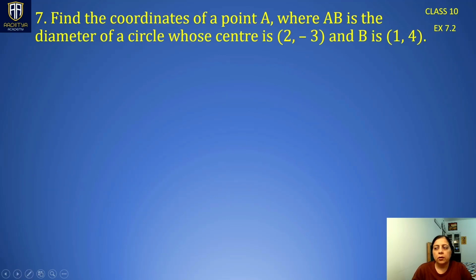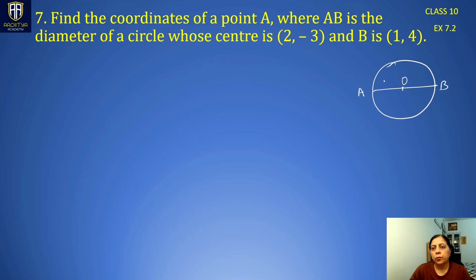Next question is, find the coordinates of a point A where AB is the diameter of a circle whose center is, okay, let this be AB, this be the center O. Find the coordinates of point A, where AB is the diameter of the circle whose center is given as (2, minus 3), and B is given as (1, 4).